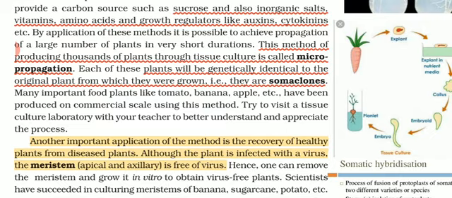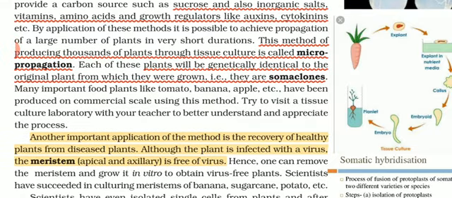Do you think these plants will differ from their parent plants? Answer is no. If you remember the asexual and sexual reproduction differences, this technique is coming under sexual reproduction or asexual reproduction? Answer is asexual reproduction. So somaclones will be there. Somaclones means clones, which are duplicates of the parents. There are no variations at all. Which kind of food plants are being made by tissue culture? Tomato, banana, apple. So they are commercially produced.